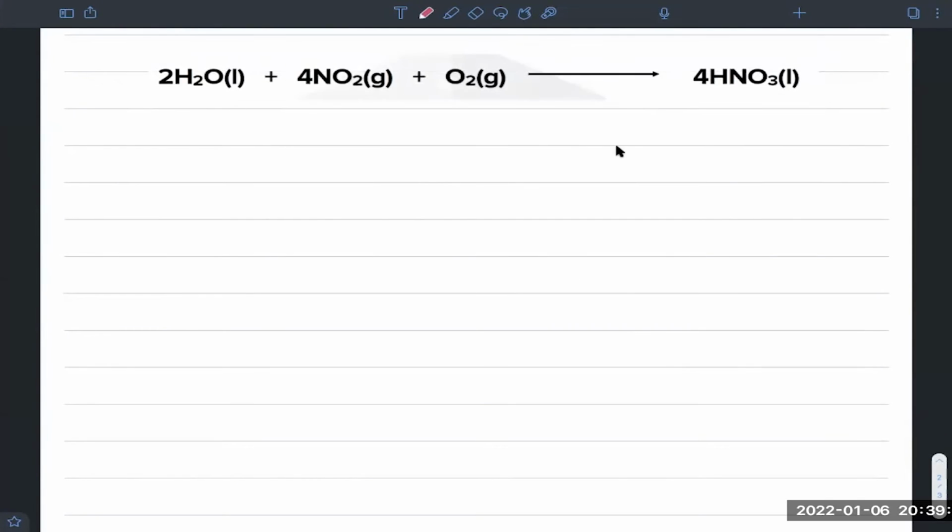And this time we'll try to draw a cycle using formation values. Okay, so here's a pretty standard equation. It is when you try to make nitric acid. So how do you make nitric acid? This is the equation. You take nitrogen dioxide gas and react it by dissolving it in water.